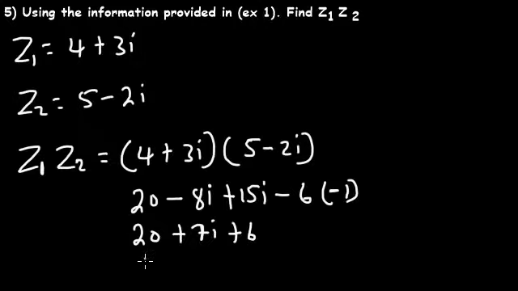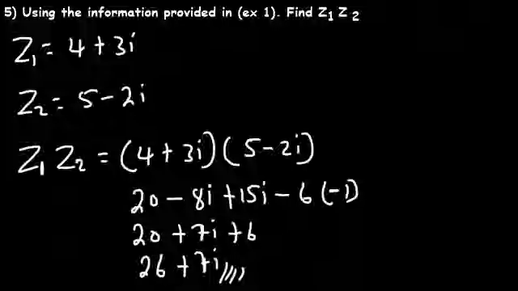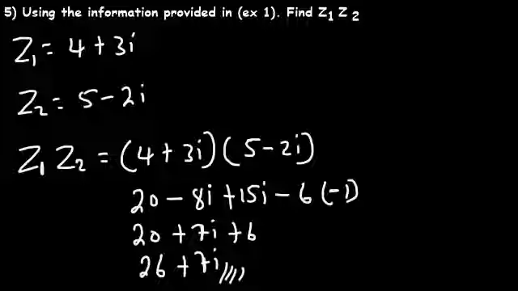20 plus 6 gives us 26 plus 7i. And then we have our final answer to example number 5. And that's how to easily multiply two complex numbers.